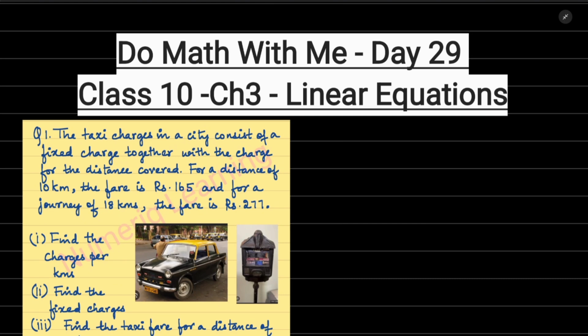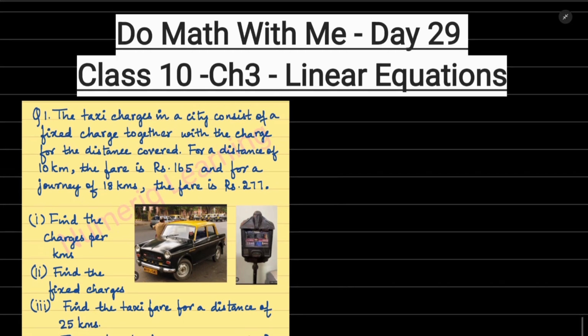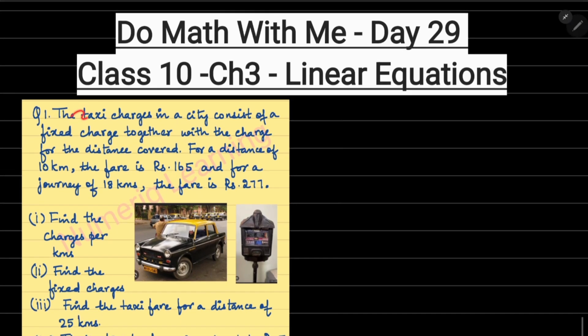So today we have got a case study question from the third chapter of class 10th, which is pair of linear equations in two variables. Let's read the question first. The taxi charges in a city consist of fixed charge together with the charge for the distance covered.